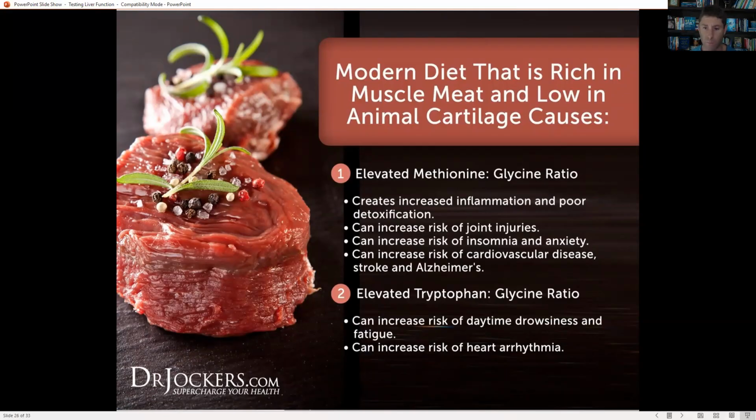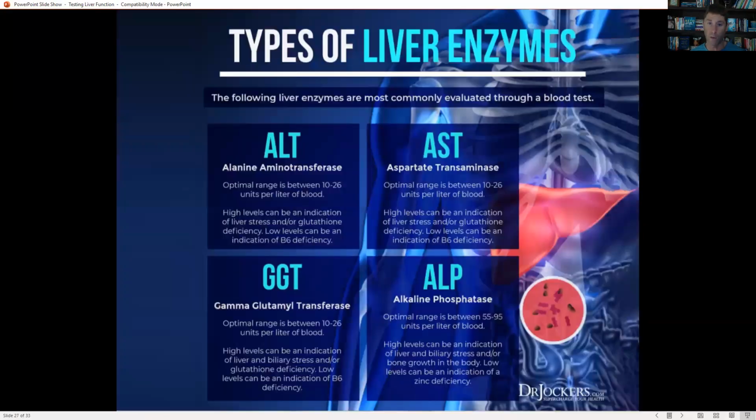This is where, again, doing bone broth protein can be really helpful. If we're taking in too much tryptophan, then that tryptophan to glycine ratio will increase your risk of daytime drowsiness and fatigue, and can increase the risk of heart arrhythmias as well.